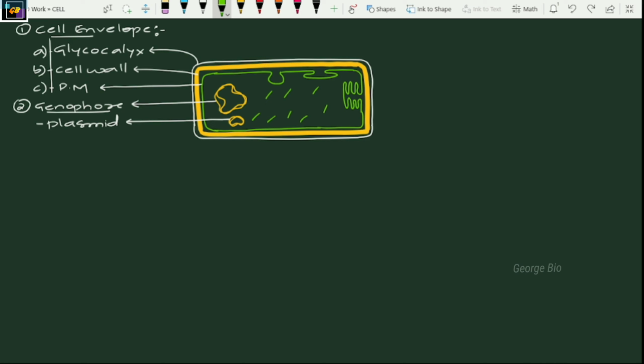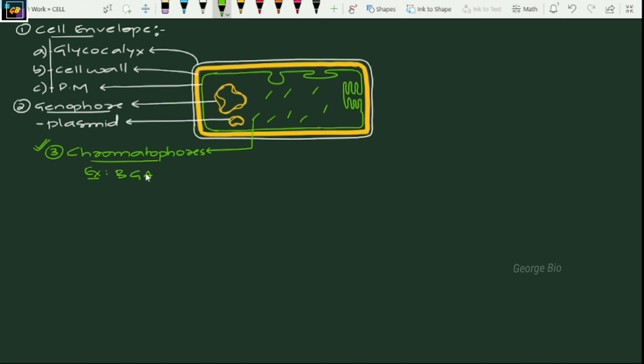Now, apart from cell envelope and genophore, a bacteria or else a prokaryotic cell may consist of pigmented photosynthetic structures. And these structures are called chromatophores. And these chromatophores, as they are pigmented, can help in photosynthesis. And these are particularly observed in photosynthetic bacteria like blue-green algal members.